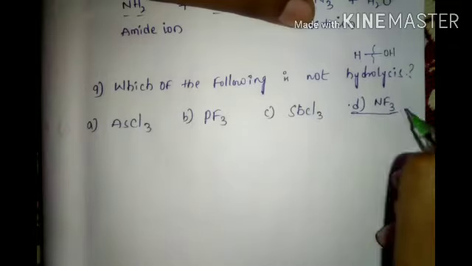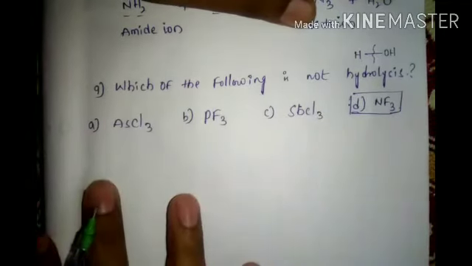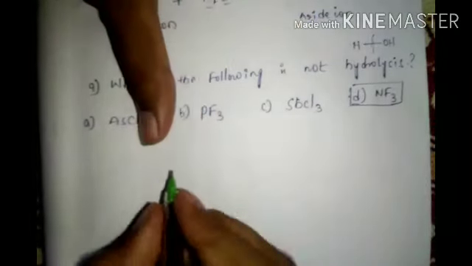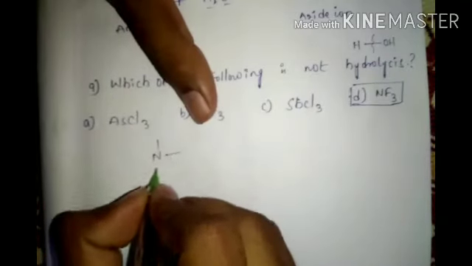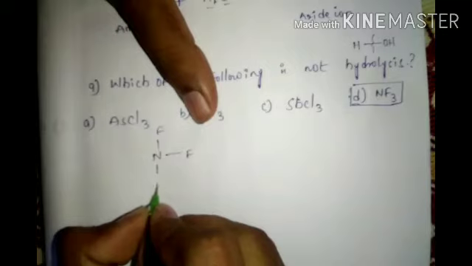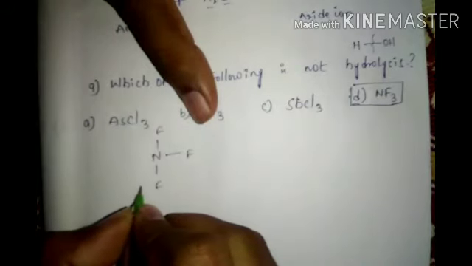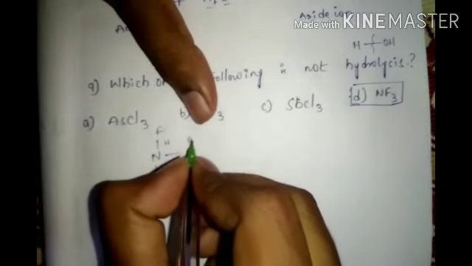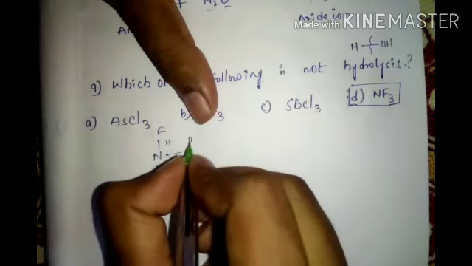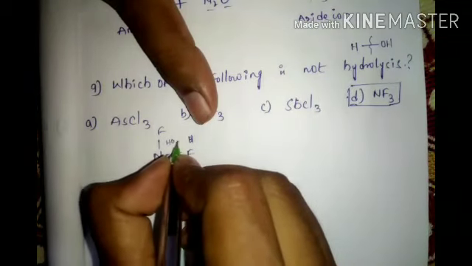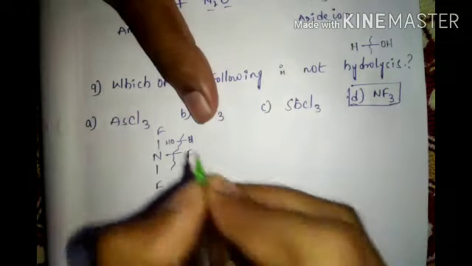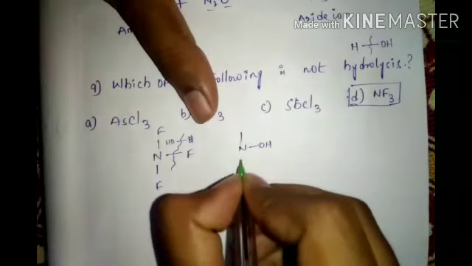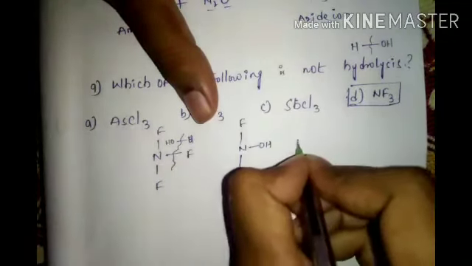This is NH3. Why? Because of N, same reason as before. For example, hydrolysis will happen here. H will come to this side, OH will come to this side, bond breaking. So HF and NOH, F plus HF.